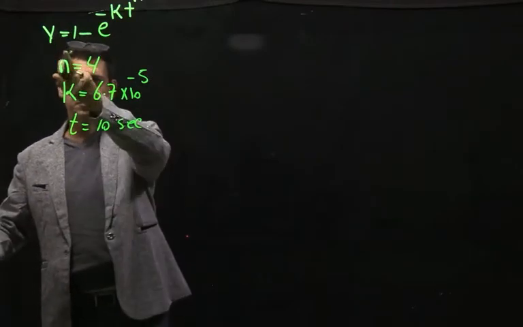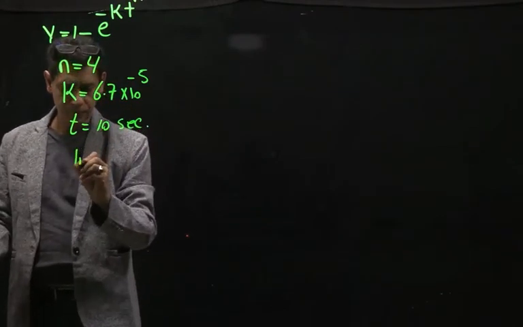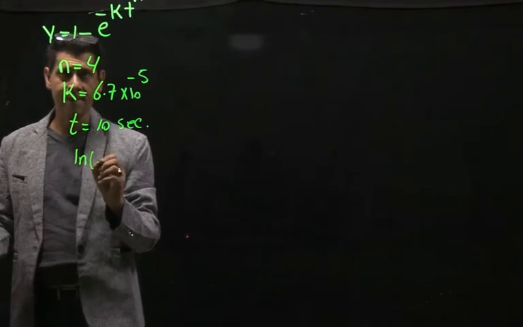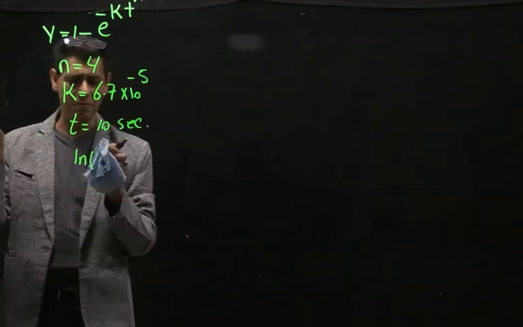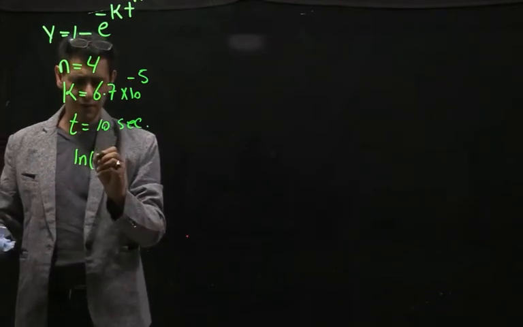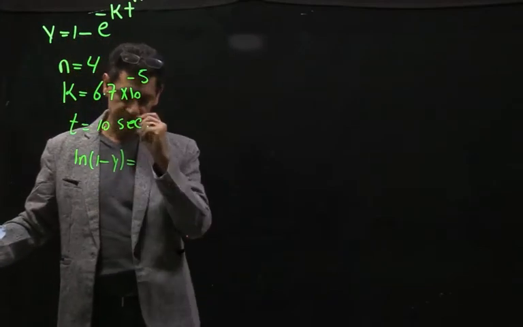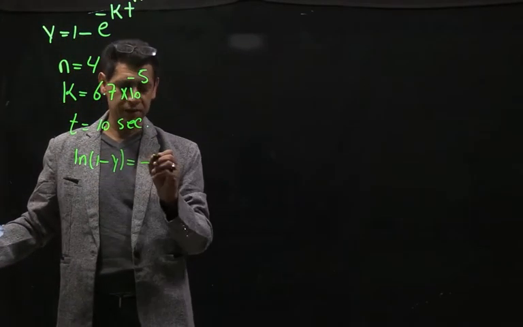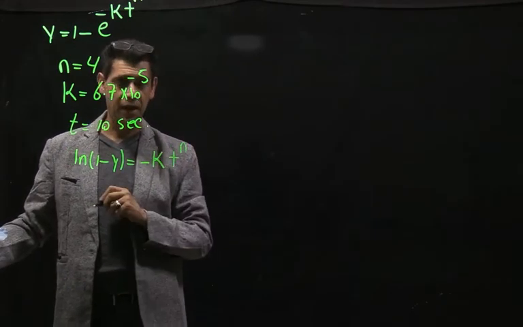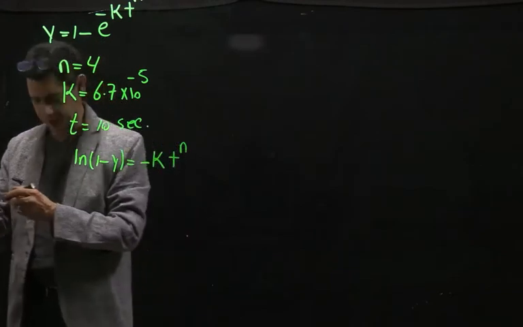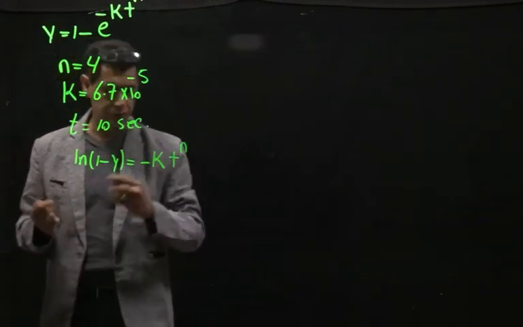So in this case, I use the second one, which is easier. I put here ln of, or you can actually use the same one. It doesn't matter. I do ln of 1 minus y is equal to minus k t to the power n. So let's just plug it in, very simple. I'm just going to do it right on the spot.